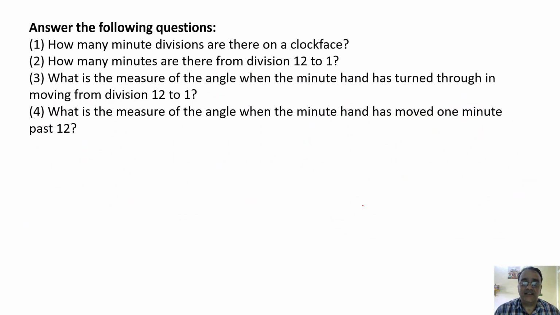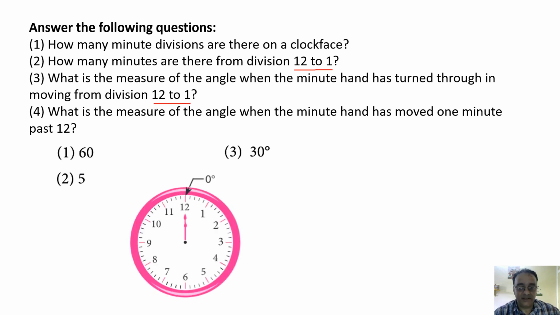How many minute divisions are there on a clock face? 60 minutes. Okay, right. How many minutes are there from 12 to 1? 5 minutes. Very good. What is the measure of the angle the minute hand turns through in moving from 12 to 1? See, this is 30 degrees.